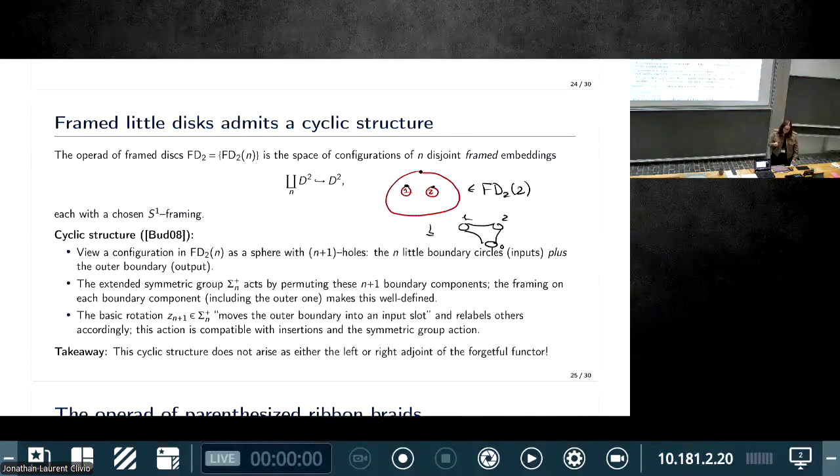To make sure that this is a well-defined thing, you have to actually keep track of these frames. And then you can just look at this rotation, which basically changes 0 into 1, just rotates. And that actually defines a cyclic structure. You can prove that explicitly. But this is not going to be the left or the right adjoint. There's no trick to doing this. You just have to, unfortunately, check that everything works. Or if you're lucky, you can just read this paper, but you check that everything works.